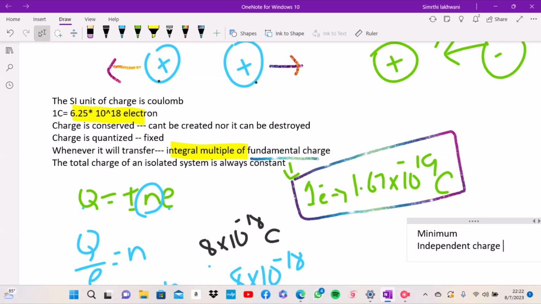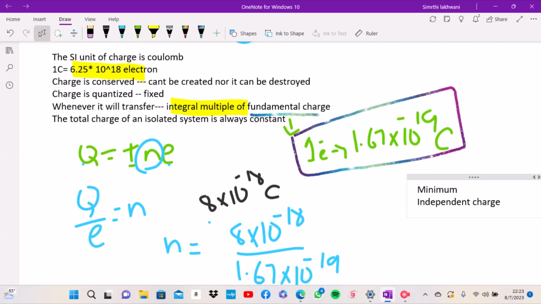Basically, the total charge of an isolated system is always constant. It is not variable, it is always constant, and charge can transfer only in integral multiples of the fundamental charge, which is this, or you can say that this is the minimum independent charge, right?